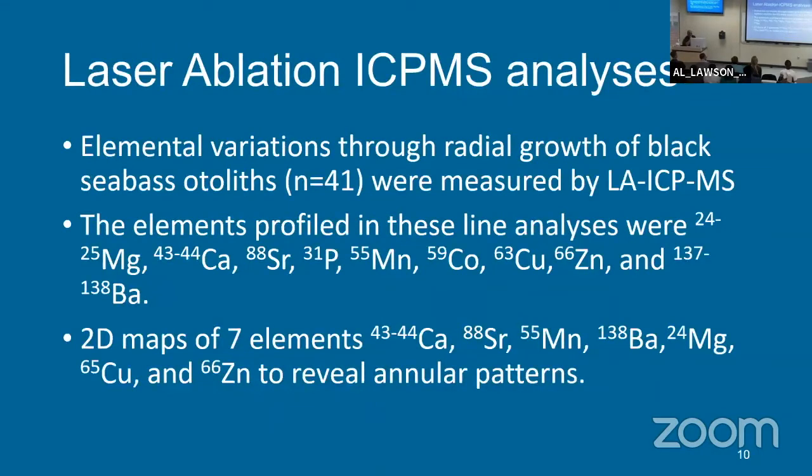To get the elemental concentrations across the transects of our otoliths, laser ablation inductively coupled plasma mass spectrometry, or LA-ICPMS, was applied. The LA-ICPMS analysis provided line transects on our otoliths of magnesium, calcium, strontium, phosphorus, manganese, cobalt, copper, zinc, and barium concentrations. With the LA-ICPMS, we were also able to get higher resolution elemental 2D maps to help reveal annual patterns on section otoliths.